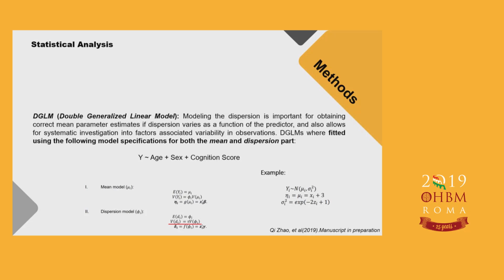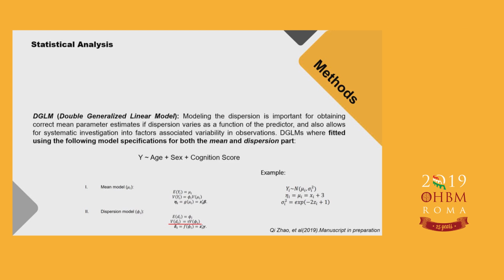Then, we modeled the mean and the dispersion between thickness and intelligence using a double generalized linear model, which roughly fits a generalized linear model of the mean parameter and a second generalized linear model of the dispersion parameter on the deviance of the first model. The biggest difference between this method and the traditional linear model is that it models the variance at the same time, and it assumes that the variance is not a constant but a function of the independent variables.